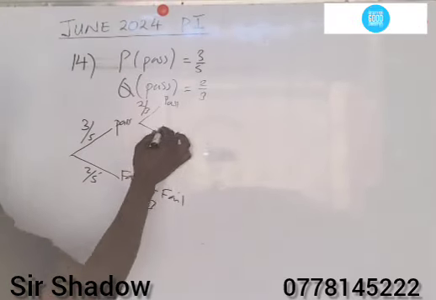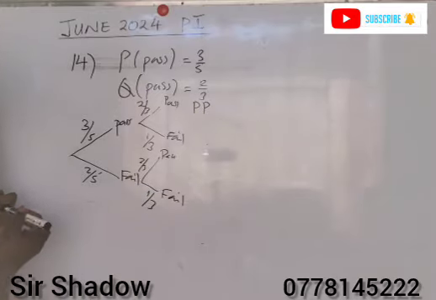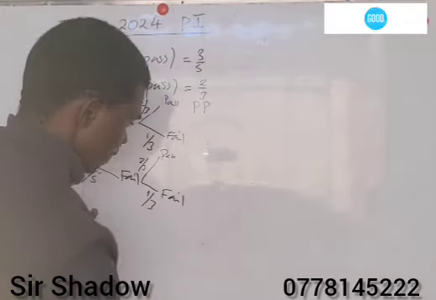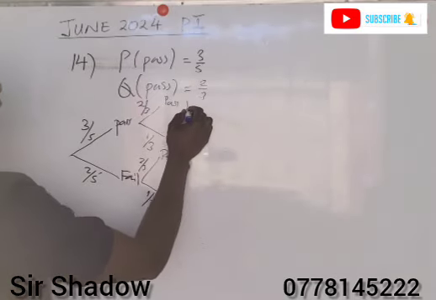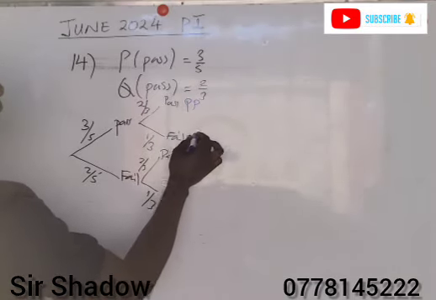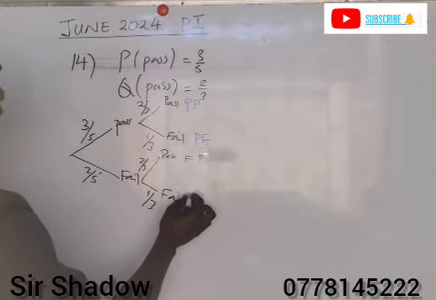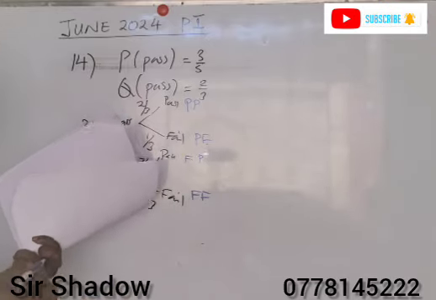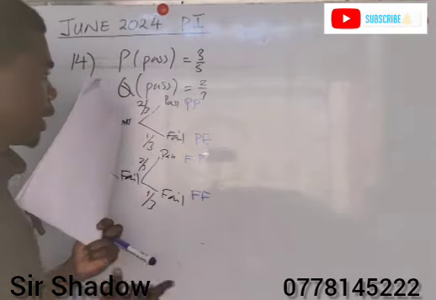We want to find the probability that only one of the learners passes. Here we have pass. Let me use a different color of marker. Here is pass, pass. Here is pass, fail. Here is fail, pass. Here is fail. We want to find only one of the learners passing the test.